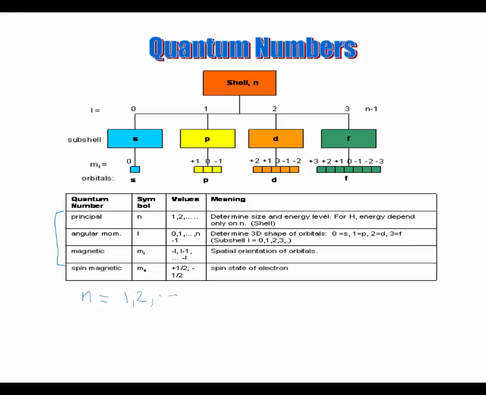So what does the principal quantum number tell us? Well, over here it gives us the meaning. The principal quantum number tells us the size and the energy level. Just like we saw with shells, bigger shell numbers were bigger shells further away from the nucleus. So they tell us the size of the orbital, and they also determine the energy level. For hydrogen, the energy depends only on n, which shell you're in. For other atoms on the periodic table, it turns out that the energy of those electrons also depends on another quantum number, which tells us about the subshell.